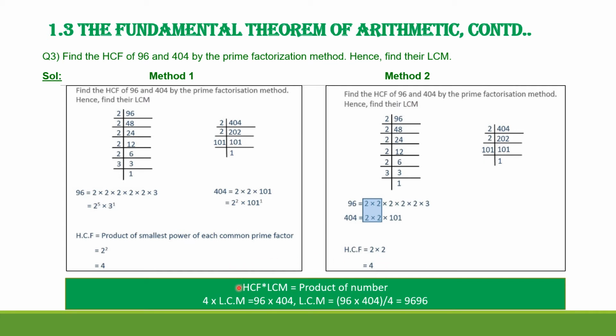Also, one more thing to note over here. In the question, they have asked to find the LCM. So what you need to do: HCF into LCM becomes the product of the numbers. So here we have the HCF, we have the product of the numbers also, 96 into 404. So we will find the LCM. It's very easy. LCM will become, this 4 will come over here. It's very easy, right? 96 into 404 by 4. So your LCM becomes 9696. So let's move to the next questions.